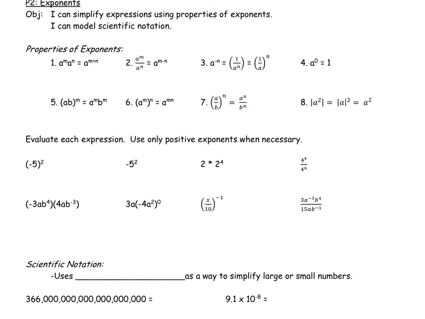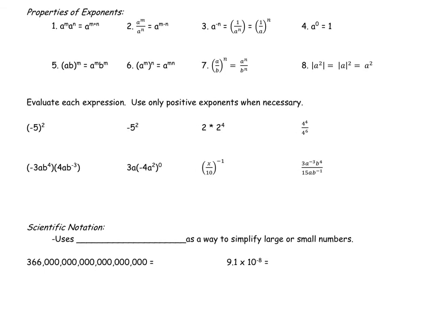I'm going to scroll down here to get to some of the problems themselves. So we're going to evaluate. Right here, if you had (-5) squared, that's -5 times -5. Negative times a negative would be a positive, and it would come out to be positive 25.